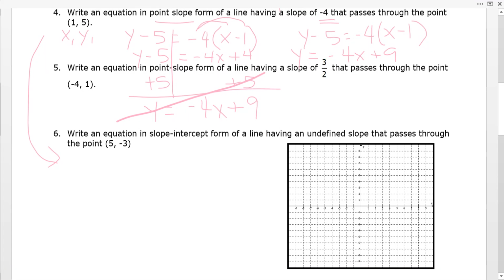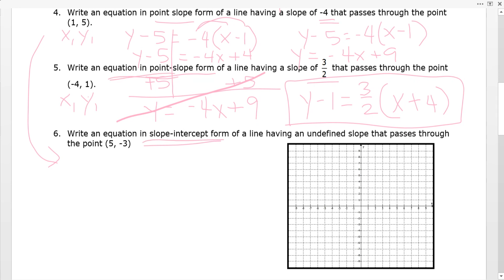All right, so now let's do number 5, because that was not for number 5. So we have point slope form. Here's our x1, y1. Here's our slope. So y minus 1 equals 3 over 2 times x minus negative 4, which makes x plus 4. And if it says point slope form, you are finished when it says that. If it says change it to slope intercept form, then you have to change it. So just make note of what equation it's asking for, because you may have to simplify it or you may be able to leave it in point slope form.